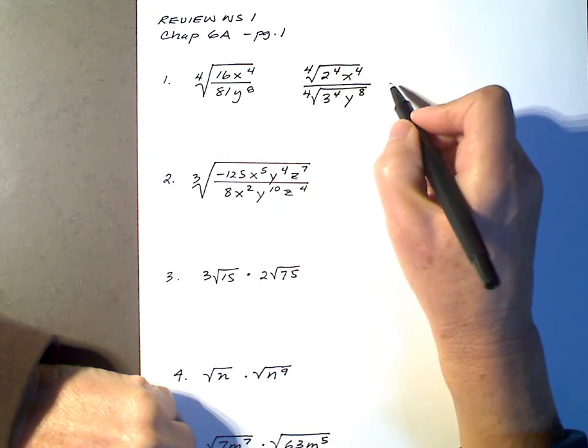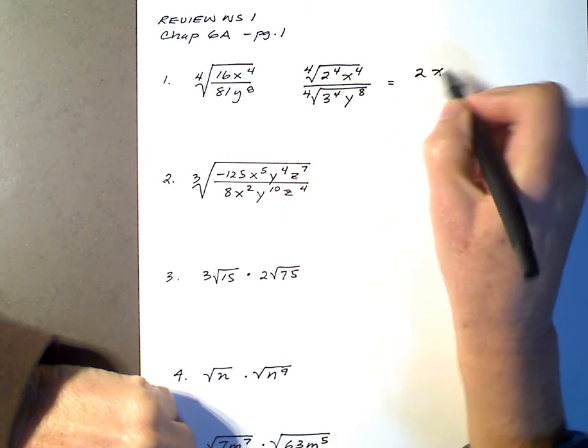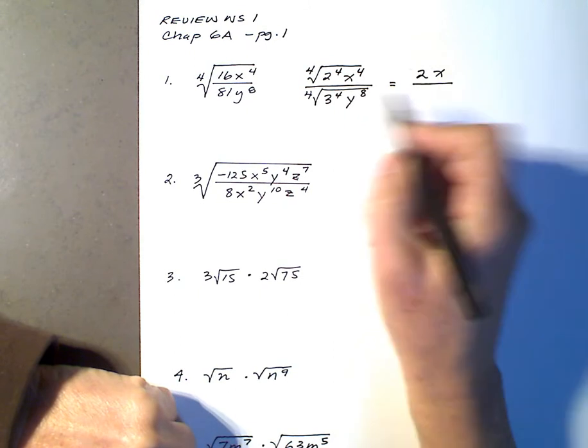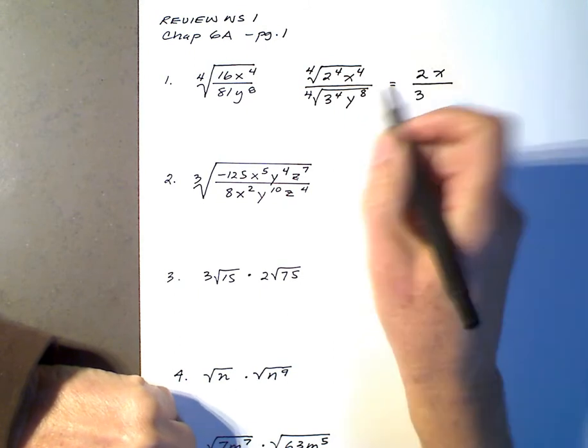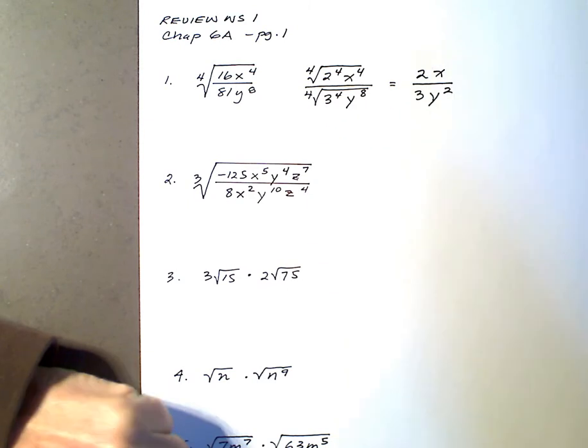So in the numerator, a 2 will come out and an x will come out. And in the denominator, a 3 will come out and a y to the 8 divided by 4, or y squared, will come out. So everything completely rationalizes.